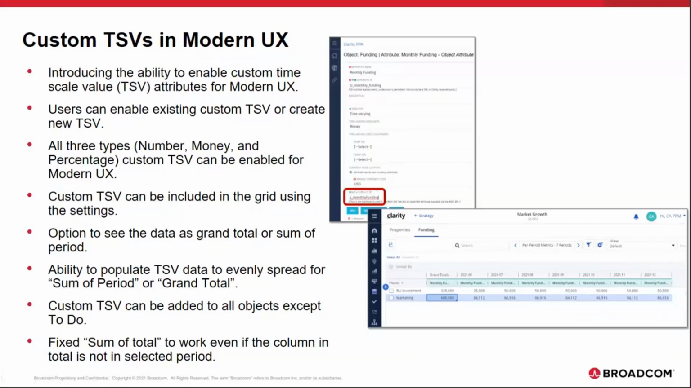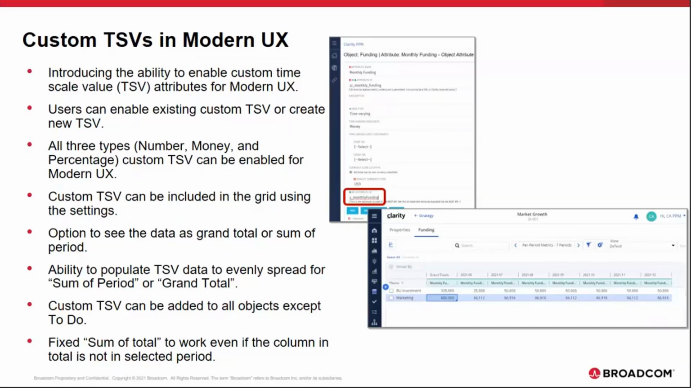Customers can enable this for either existing or their newly created TSVs. We do support all three types, the number, money, and percentage custom TSVs in the modern UX. The custom TSV can be included in the grid using these settings, just like any other attributes. There is an option to see the data as a grand total or sum of period, just like our out-of-the-box TSV.